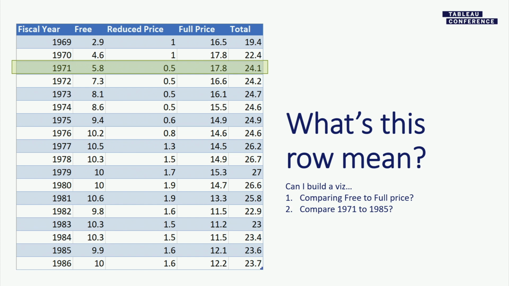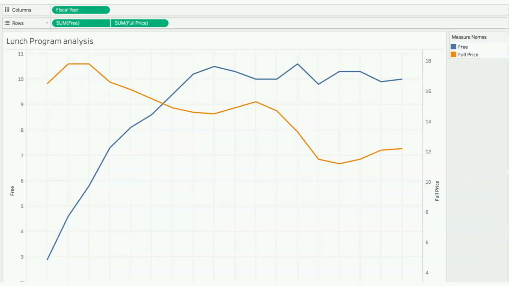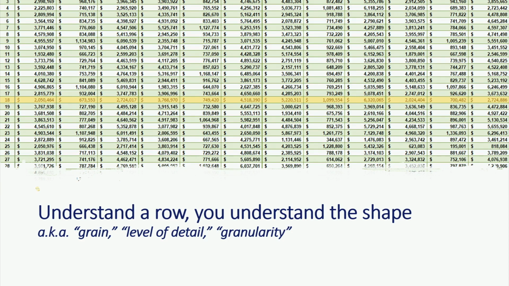So can I build a viz comparing full price to free, number of people in those programs, or compare 1971 to 1985? Well, I can go in Tableau and I can build a viz and I can do exactly that. That's because the shape of that data, what a row means, actually facilitates being able to answer that particular question. So if you understand what a row in your data set means, you actually understand the shape of that data.